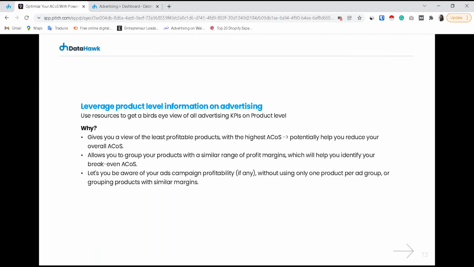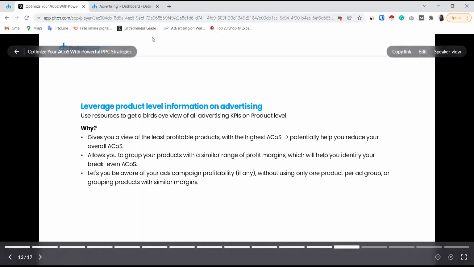This allows you to group your products with maybe similar profit margins together, or it will help you identify your break-even ACoS. It will also help you know if your ad campaigns are actually profitable or if it's just money down the drain.